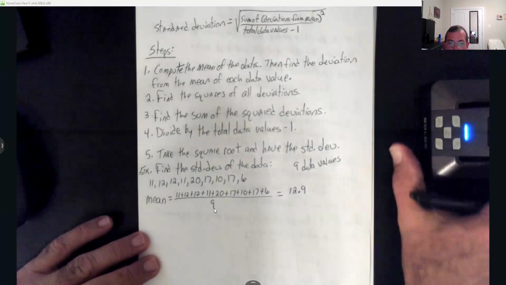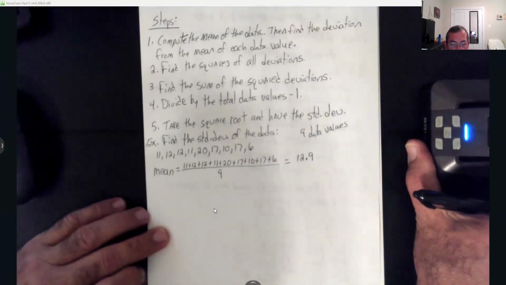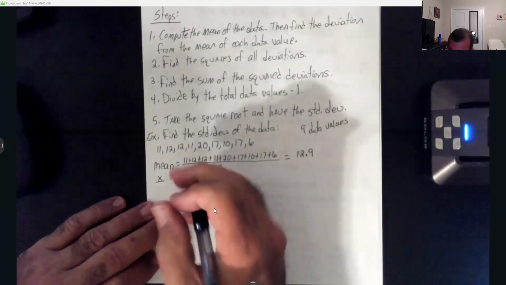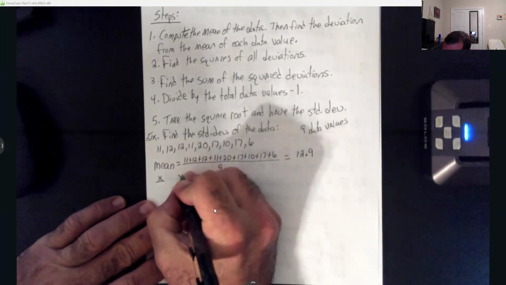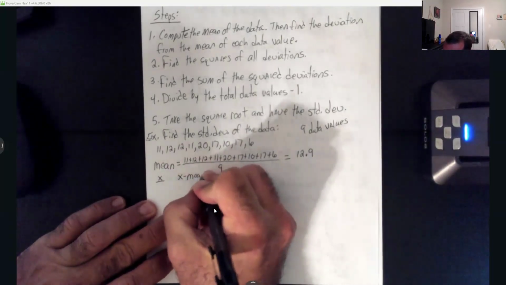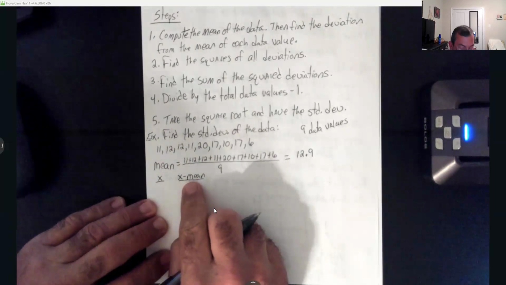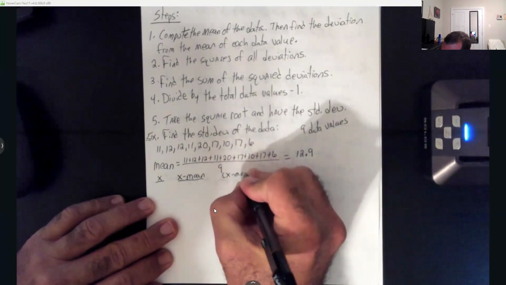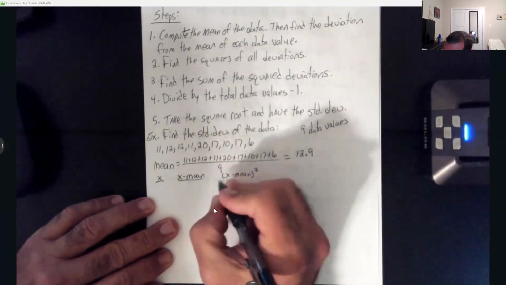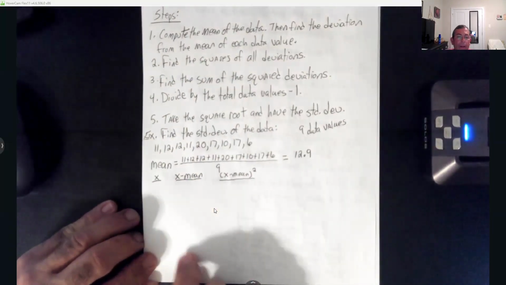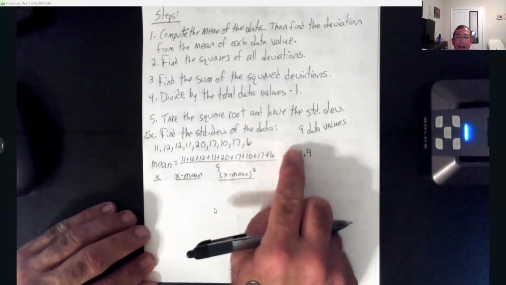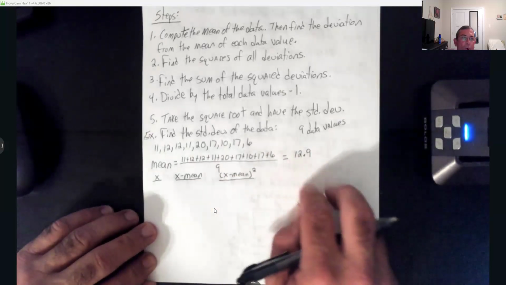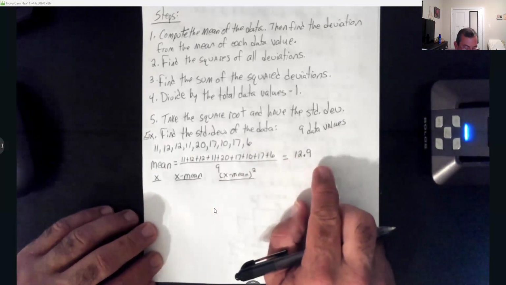Now I'm going to make a column for all these data values. So I'm going to make my column over here for my x's, which are my data values. Then I'll take my x's minus my mean. So this will be our deviations. Then I'll do my x minus means squared. Okay, so my x's minus this mean of 12.9, and then my squared values. Then we'll sort of come over here and play with our formula, okay?